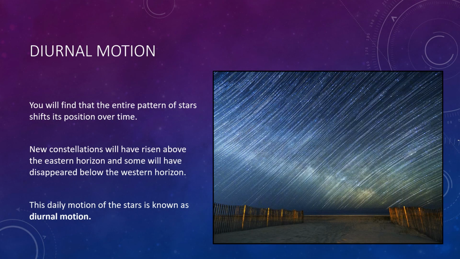Go outdoors soon after dark, find a spot away from bright lights, and note the pattern of stars in the sky. Do the same process a few hours later, and you will find that an entire pattern of stars, including the moon, has shifted in its position. New constellations will have risen above the eastern horizon, and some will have disappeared below the western horizon.